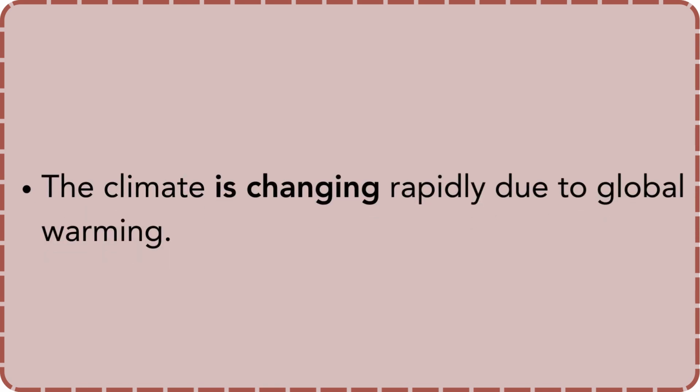And see this example. The climate is changing rapidly due to global warming. This sentence uses the present continuous, is changing, to indicate that the climate is currently undergoing rapid changes as a result of global warming. It highlights the ongoing nature of the transformation.